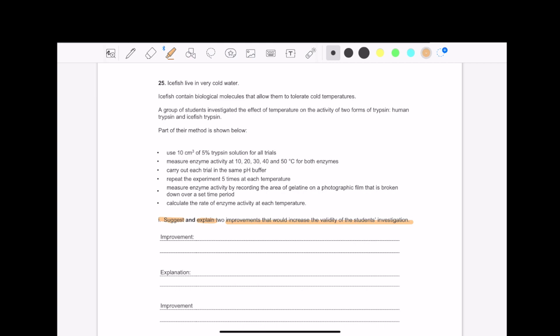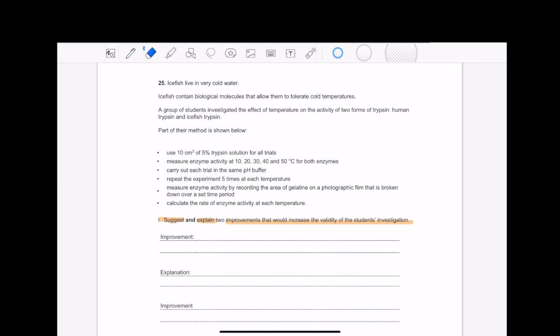Another thing one could say is that there is no mention of a control group. And why is that important? Well, it's because to see if gelatin actually breaks down without the trypsin. We don't know whether it does or doesn't. That's why we need to test that.